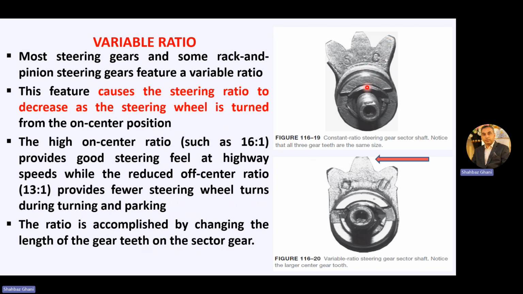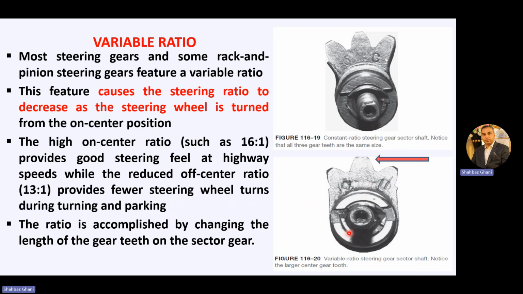Now let's see this first figure. All three teeth have the same thickness and length. So the addendum and dedendum of these teeth are of the same dimension. So this is the constant ratio steering gear sector shaft. Notice that all three gear teeth are the same size.